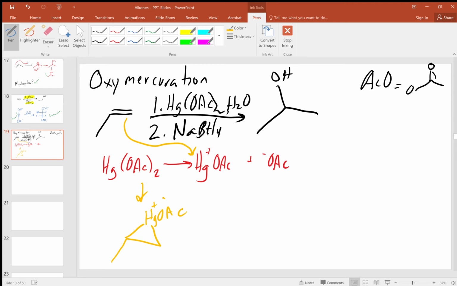Now it forms this slightly unusual looking three-membered ring with a mercury in the middle. And as we've learned before, three-membered rings are highly strained. So what does a three-membered ring want to do? It wants to open back up. Well, we need a nucleophile to do that. And that's what the water here can do.